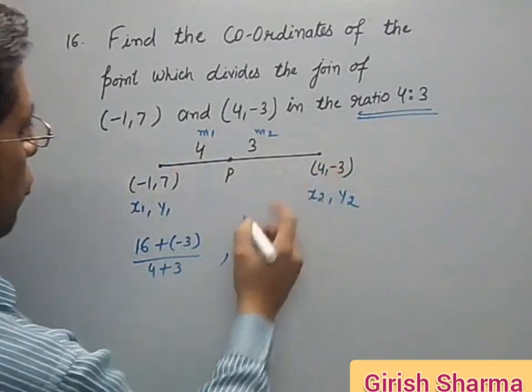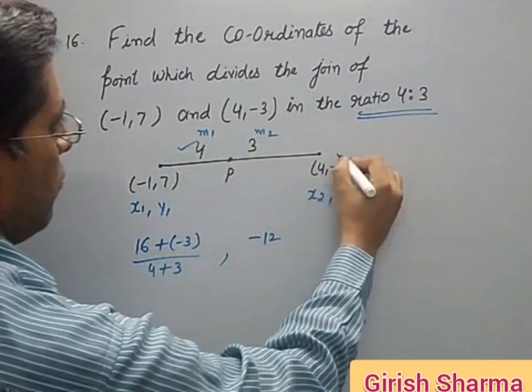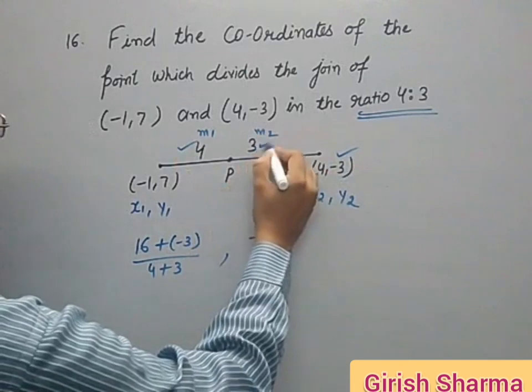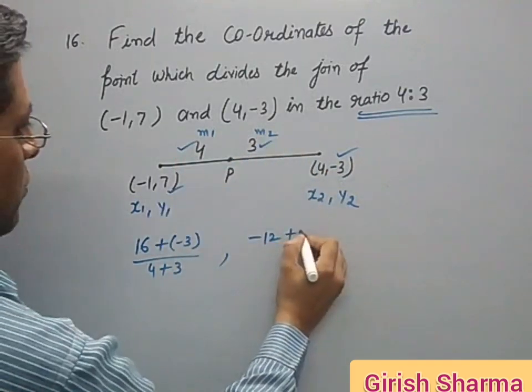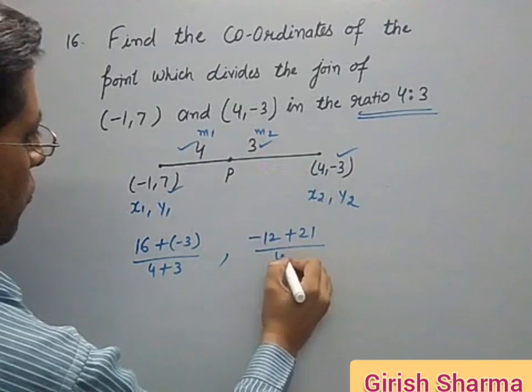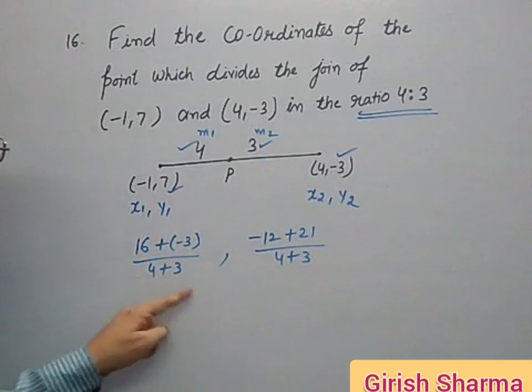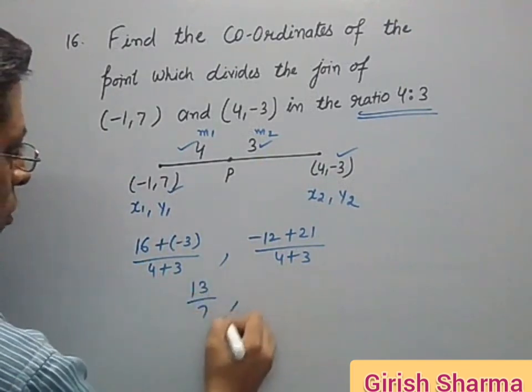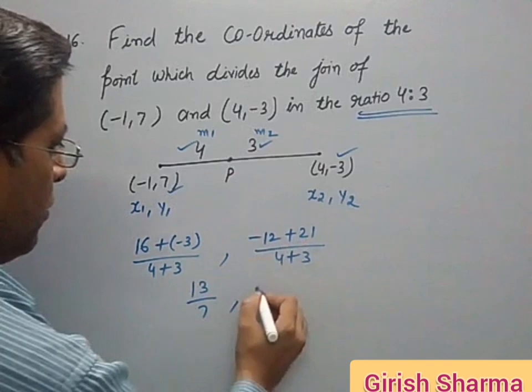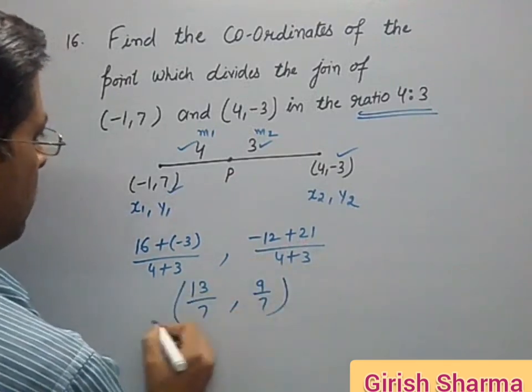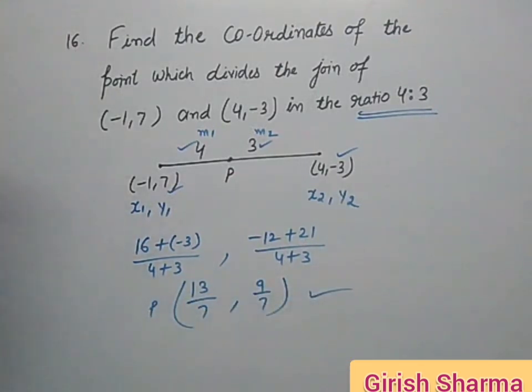Then m1 y2 is minus 12, m2 y1 plus 21, upon 4 plus 3. Getting? Now what will be 13 upon 7, comma, this is 9 upon 7. This is the coordinates of point P. Like this way you can solve a lot of questions which are very small. They are frequently coming in your exam. Do it well.